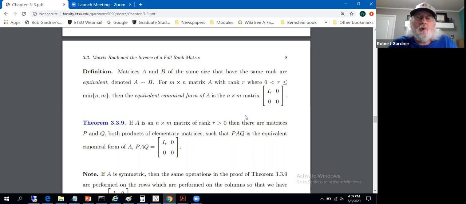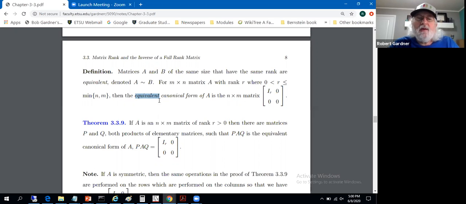Okay, so here's what's going on. If A and B have the same size and the same rank, they're both row equivalent to this thing. So this is kind of an equivalent canonical form of A. It's sort of a representative of the equivalence class that contains A and contains B for that matter. But to tie together, the word equivalent is introduced here with the word row equivalent as you dealt with it in linear algebra.